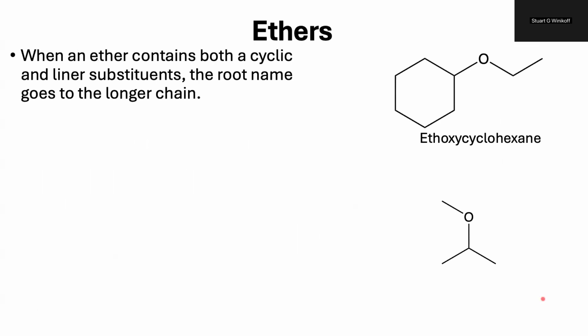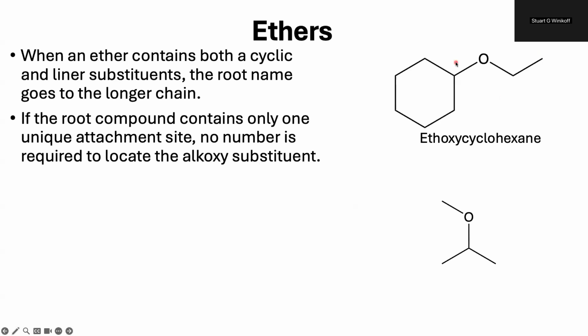Now, one of the things to watch out for is that I may have an ether that contains both a cyclic and a linear substituent. In this case, the root name goes to the longer chain. Here, I have an ethyl group versus a cyclohexane. So the root name goes to the cyclohexane with an ethoxy substituent. Now, if the root contains only one unique attachment site, as I said before, we don't need a number to indicate where it is. So I don't need to say 1-ethoxycyclohexane.